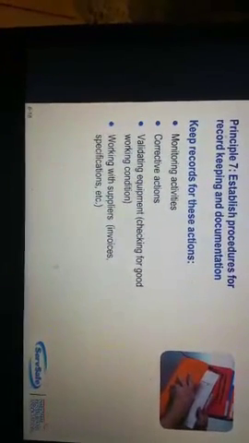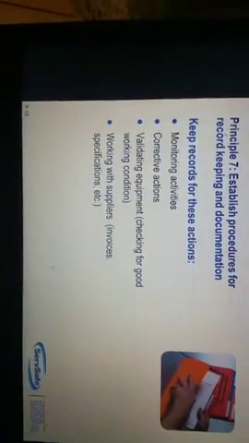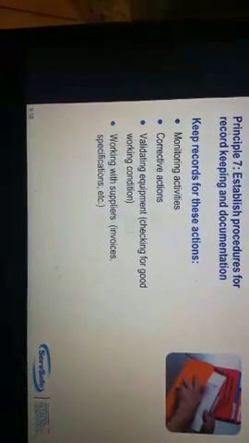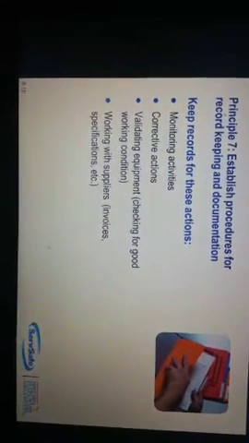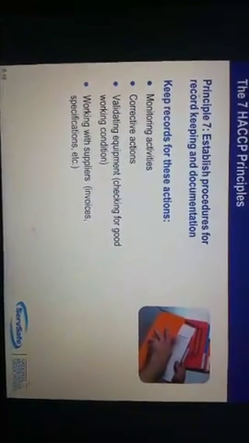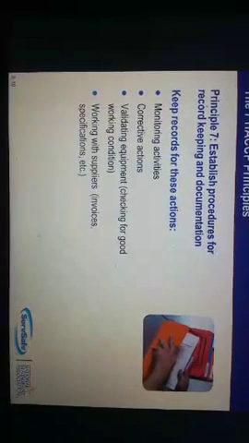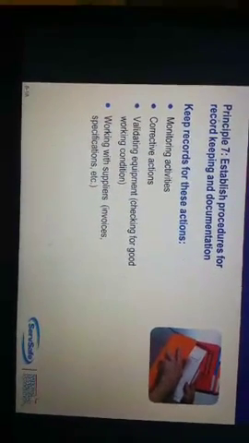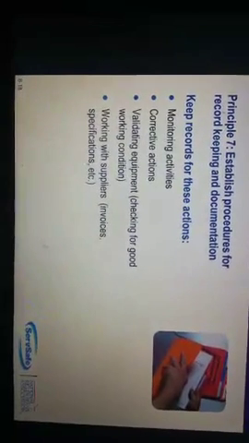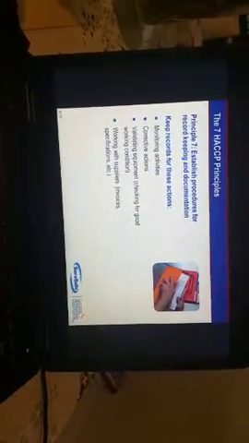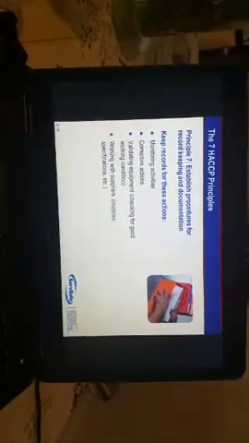And lastly, we want to establish procedures for record keeping and documentation. We want to keep records for these actions of monitoring activities, corrective actions, validating equipment, checking for good working conditions. So that would be like checking for good working conditions, like making sure we calibrate our thermometers. If it is a digital thermometer, our thermistors, or thermas, as we were calling them, we want to make sure they have batteries in them, things like that. And we want to make sure that we're working with our suppliers, so for invoice specifications, etc. So if we're talking about that chicken, we want to make sure that we're working with our suppliers to make sure we are getting our chicken at the correct temperature, that they are following their rules just as we have to follow ours.